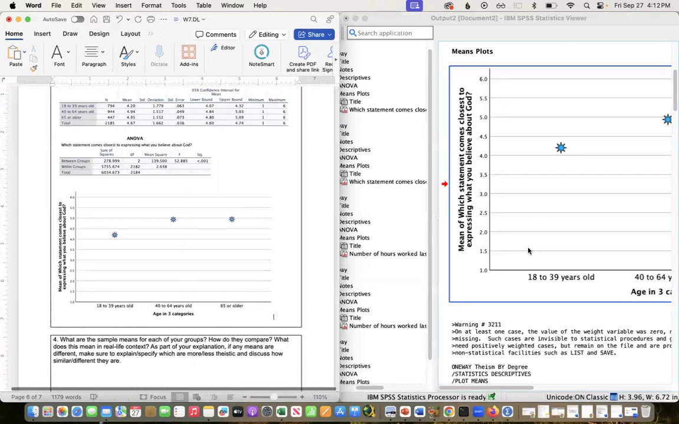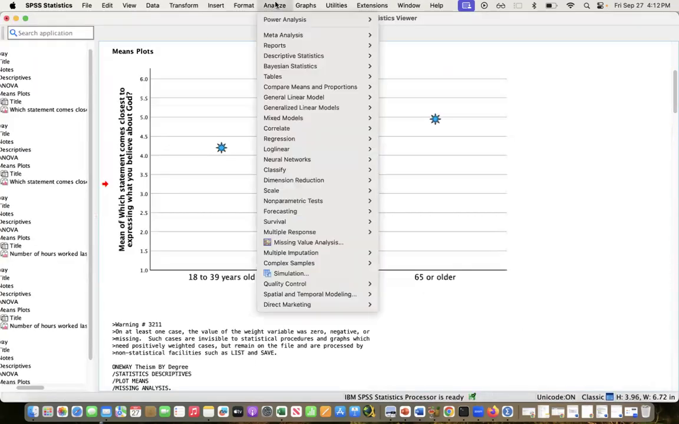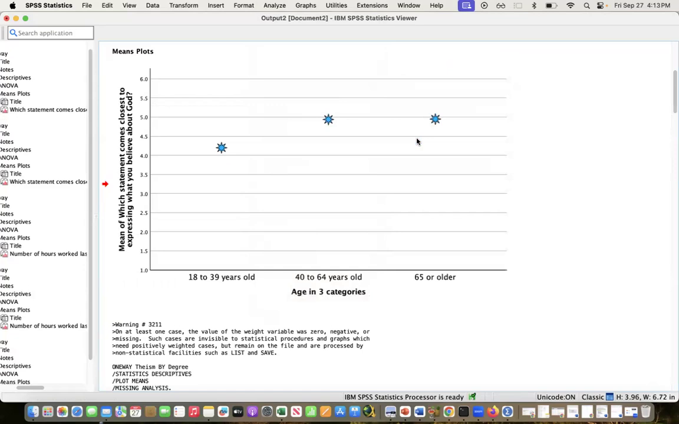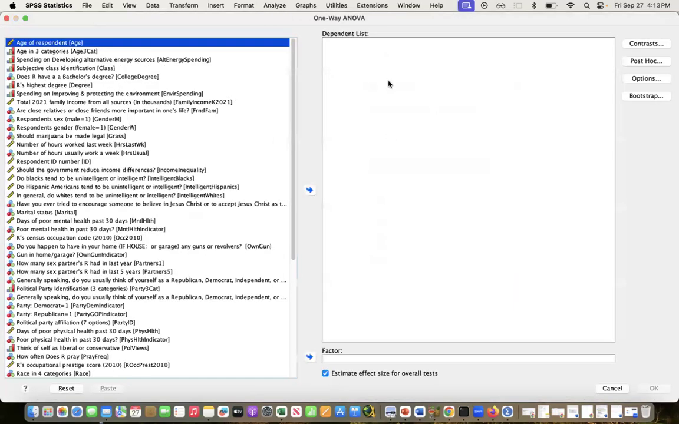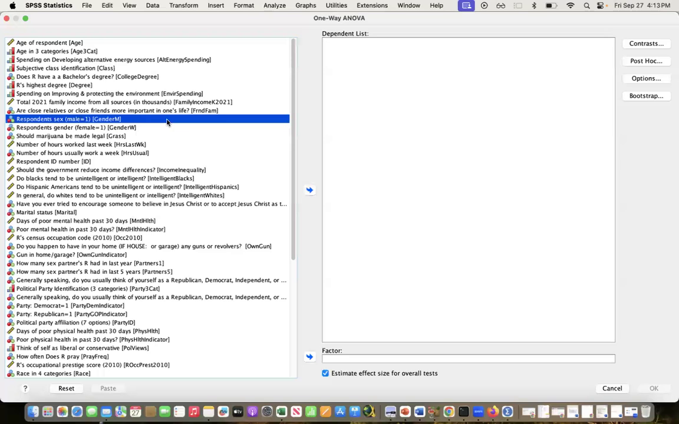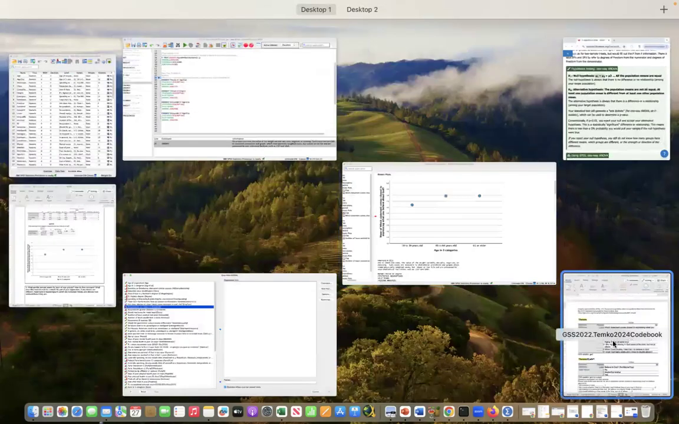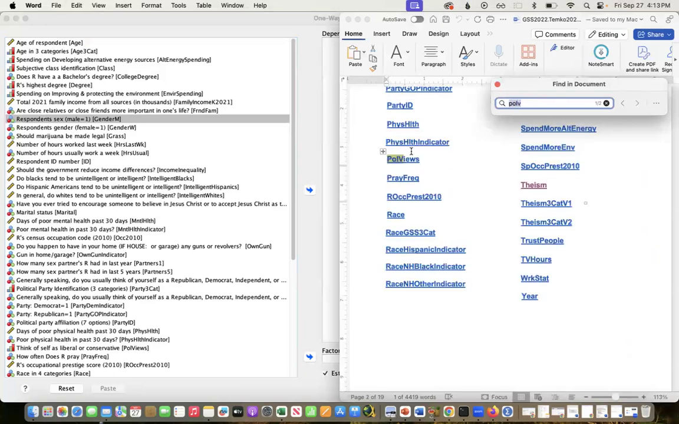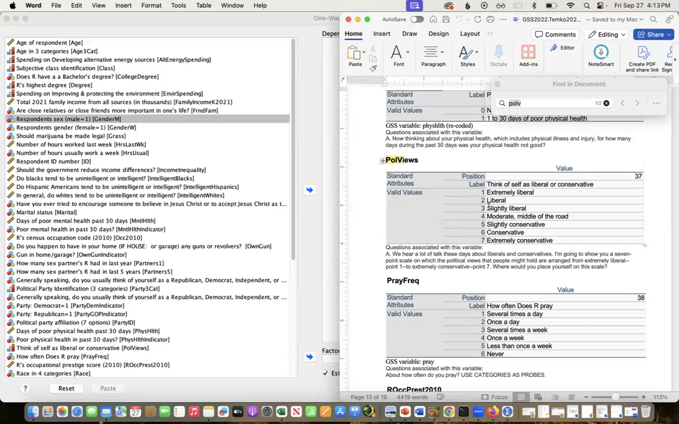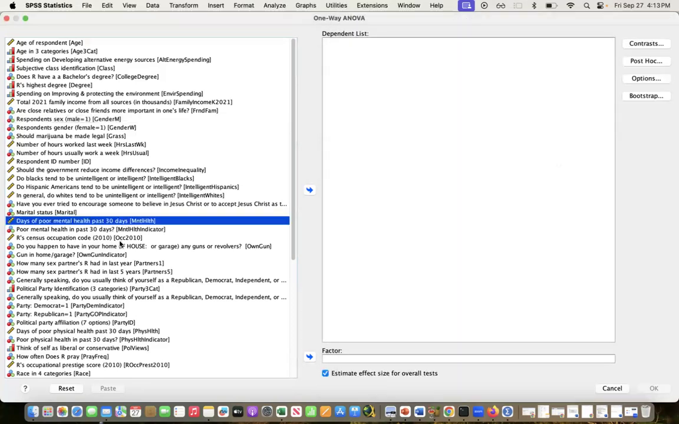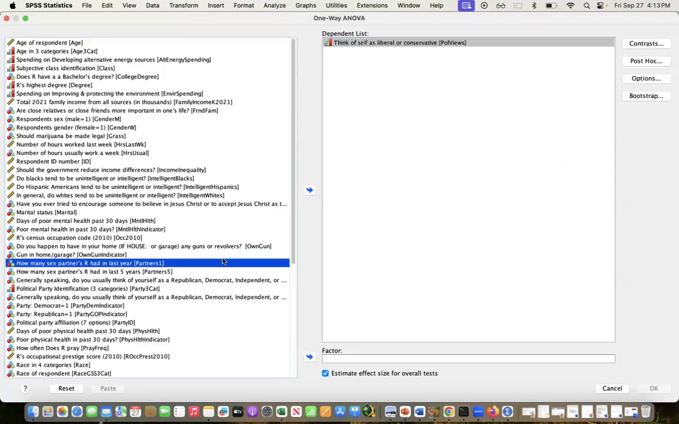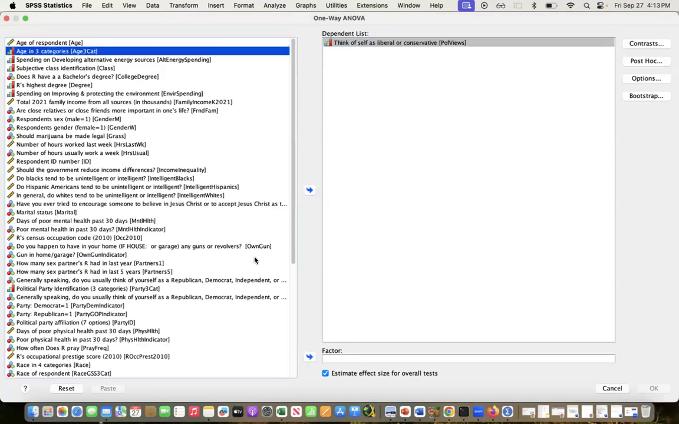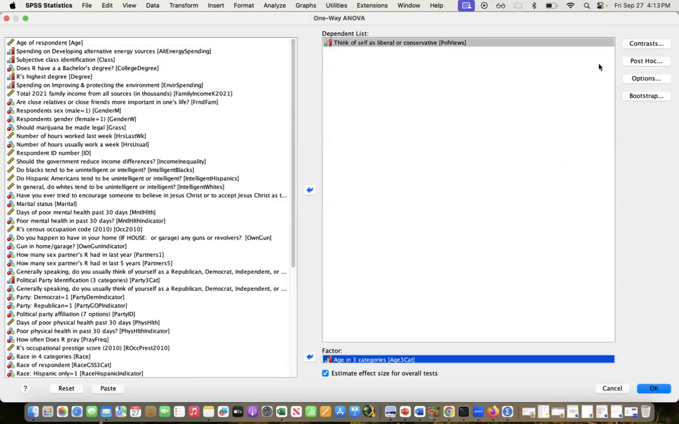So if I wanted to do this using drop-down menus, I'd go Analyze, Compare Means, Compare Means and Proportions, and I choose One-Way ANOVA. I put my dependent variable into the dependent list. So that's the ratio level one that we're doing the means for. So for example, another one I could do, let's see, like poll views from 1 through 7, I could choose to do that. And then my factors, I'm going to split it up. So let's say I used H3 cat as my different groups. Put that into the factor.